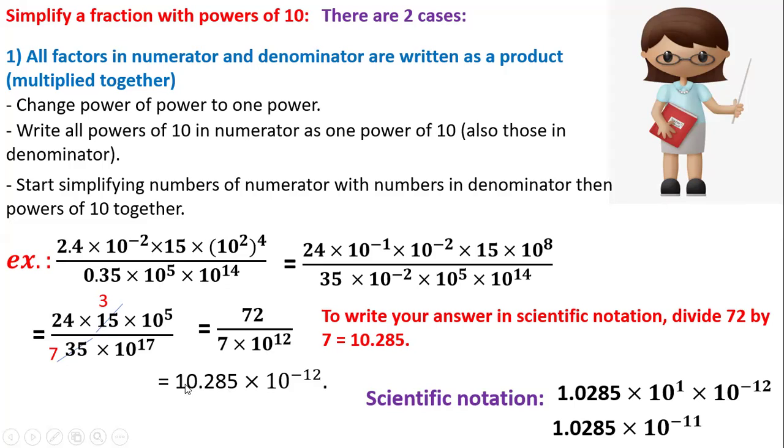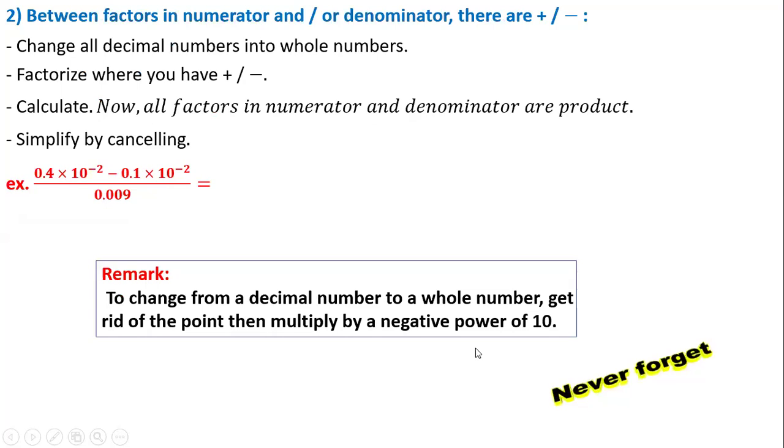Now I say, is 10.285 a number between 1 and 10? No, it's more than 10. So I should make it a number between 1 and 10. So I will put the point here. So my number becomes 1.0285 times 10 to the power 1, since I moved the point one digit, times 10 to the power negative 12. Now these two powers of 10, I make them as one, so I write 10 to the power 1 plus negative 12, which gives me negative 11. Please apply this exercise on a draft.